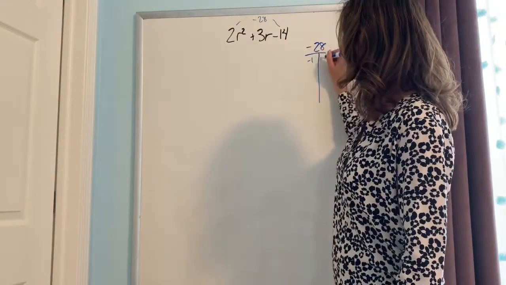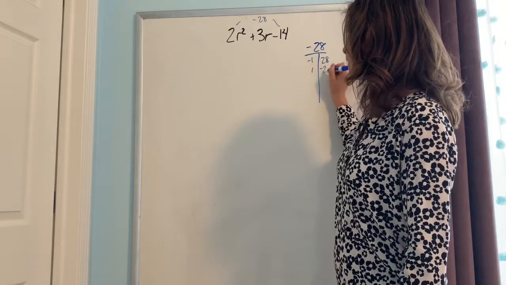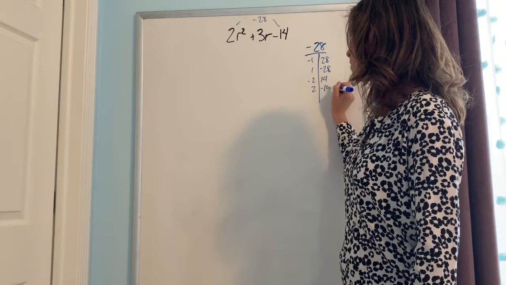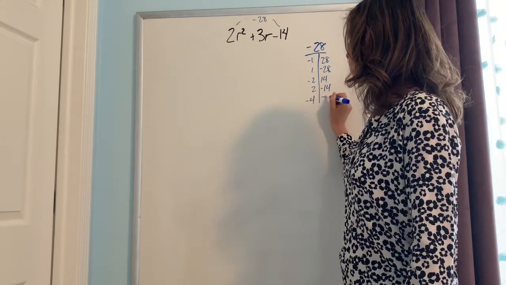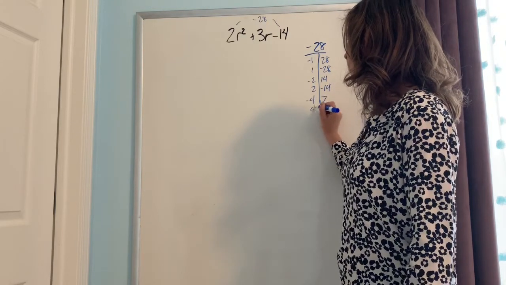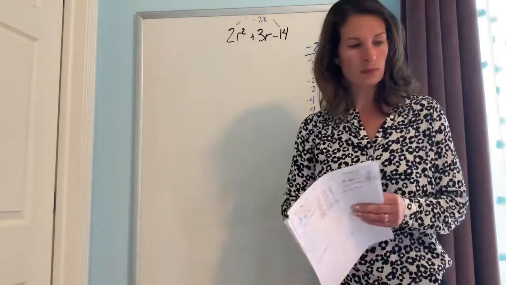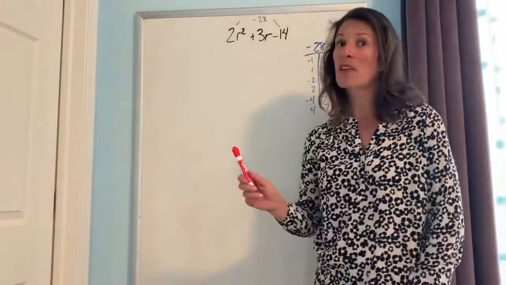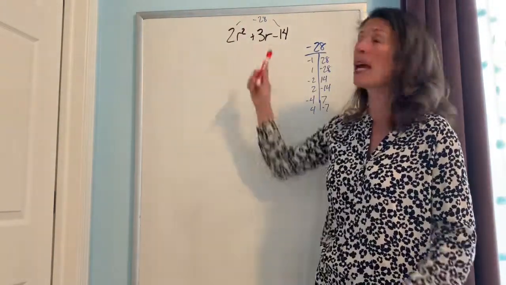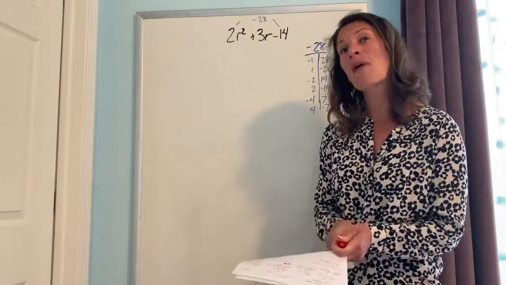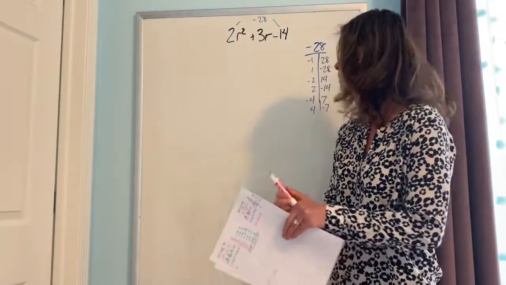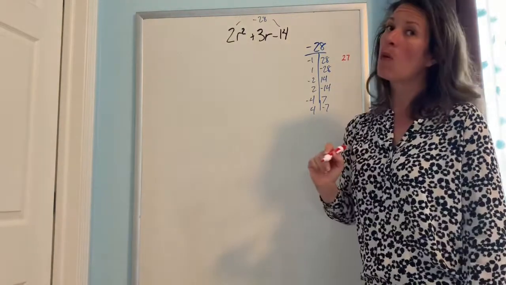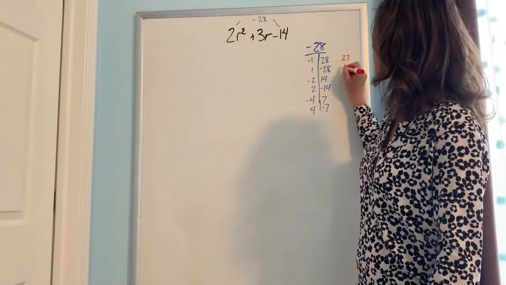So I'm going to have -1 and 28, 1 and -28, -2 and 14, 2 and -14, -4 and 7, and 4 and -7. Now, let's do the math. I'm looking for numbers that multiply to negative 28 and add to 3. So I have to now add these numbers together. Negative 1 plus 28 is 27. 1 minus 28 is negative 27.